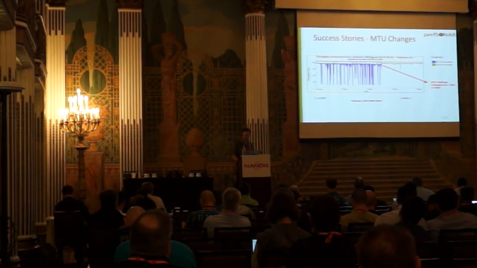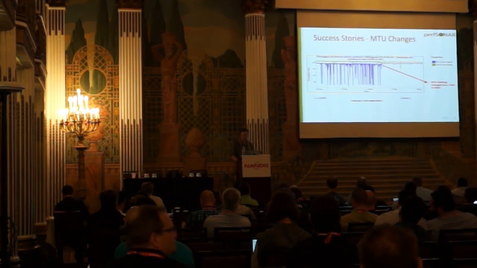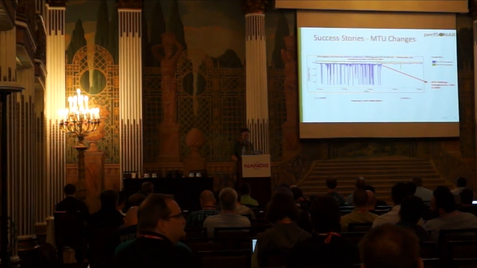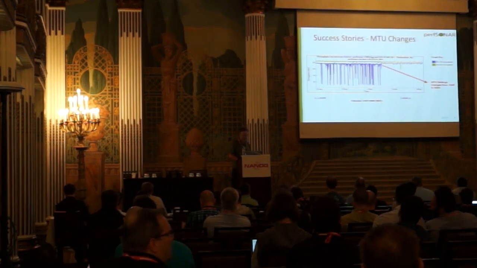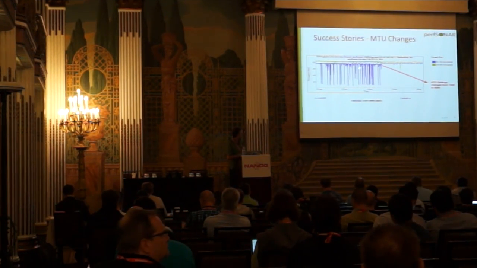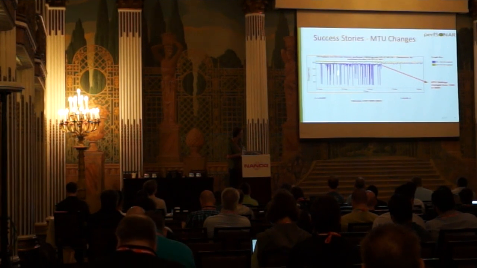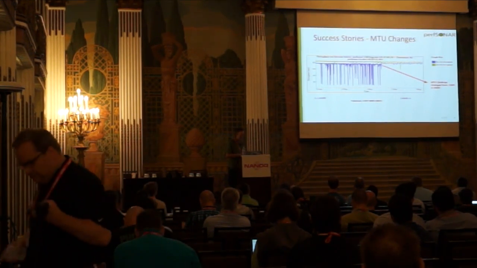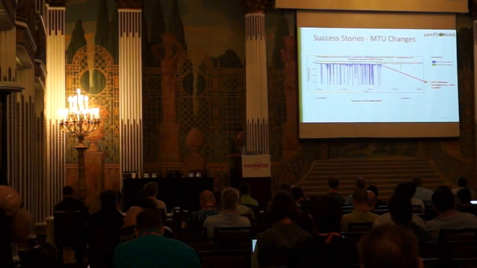Here's another example of where MTU can make a big difference, changing the MTU from 1,500 bytes to 9K. Performance got much more consistent. I mean, it was periodically fine, but there were lots of drops, I guess due to other traffic. But by making it jumbo frames, things cleaned up quite a bit.